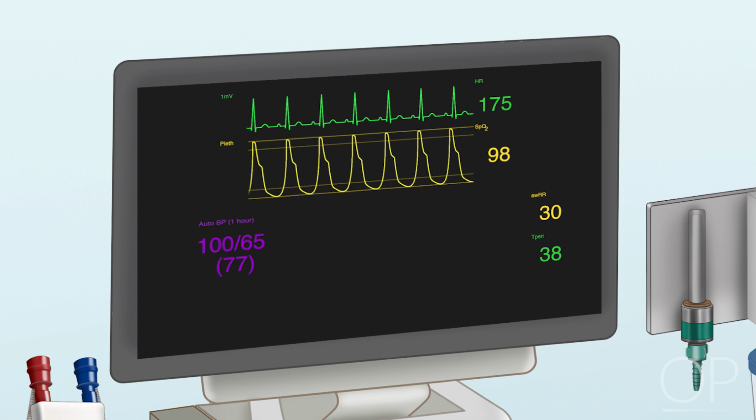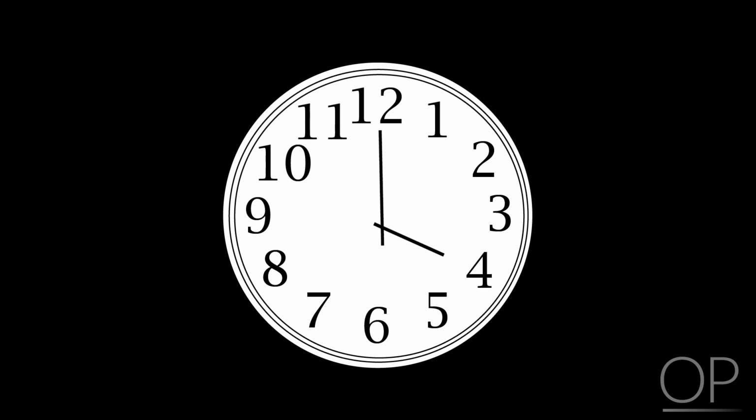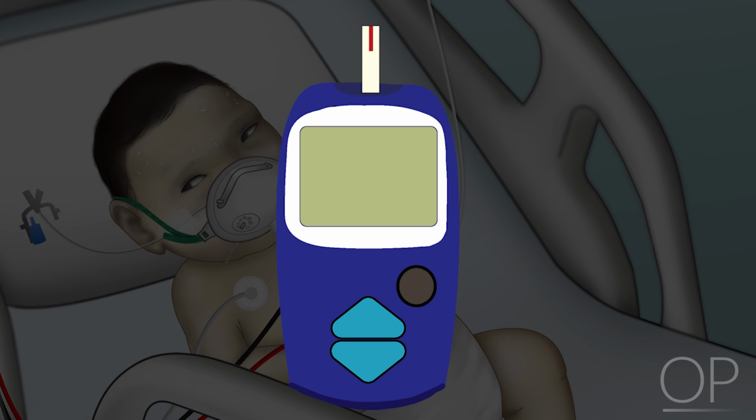You're at the bedside. The vitals are as follows. Temperature, 38 degrees Celsius. Heart rate, 175. Blood pressure, 100/65. Respiratory rate, 30. O2 sat, 98% on 5-liter face mask. He continues with tonic-clonic movements and eye deviation. It has been 5 minutes. The nurse checks a D-stick and it's 25.